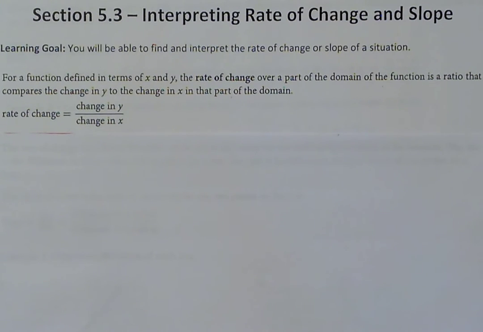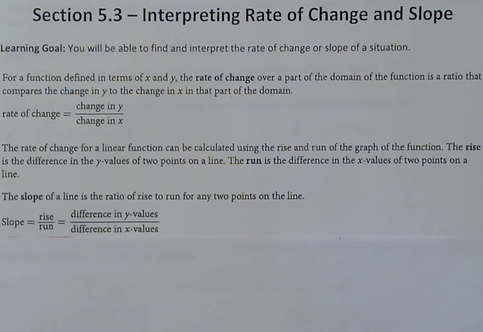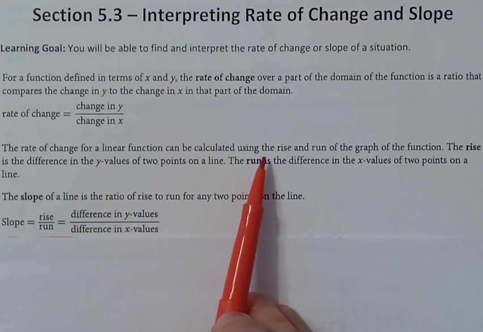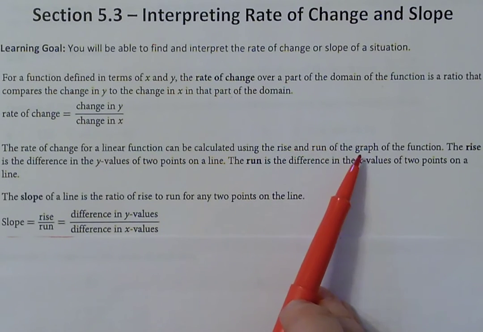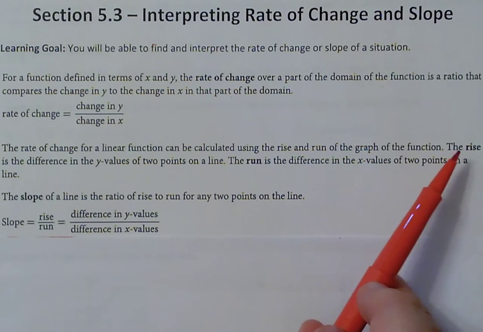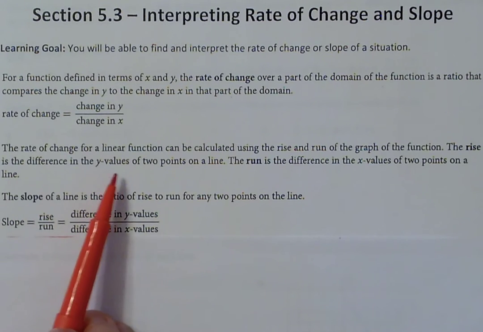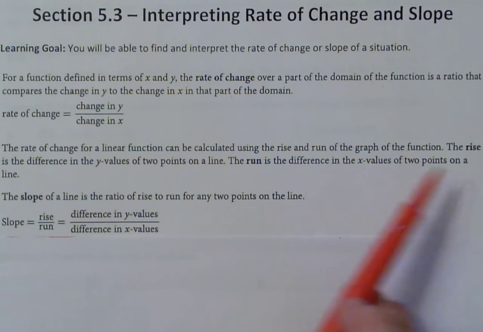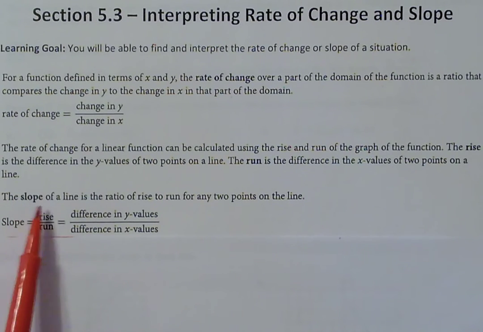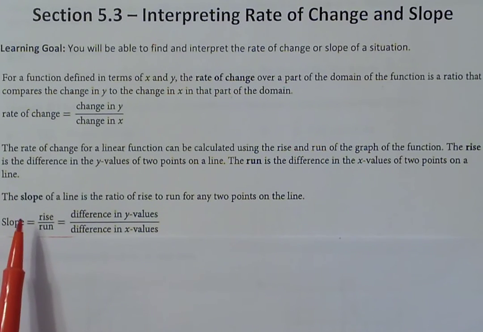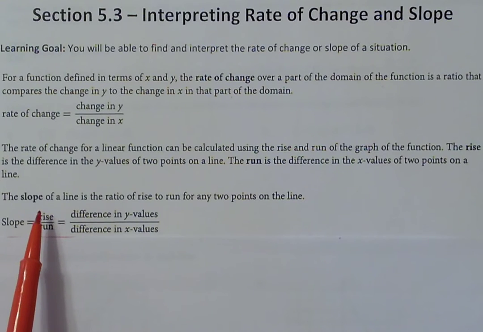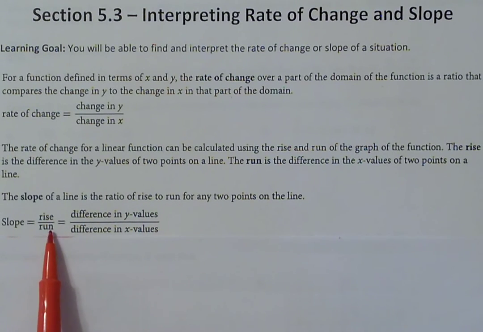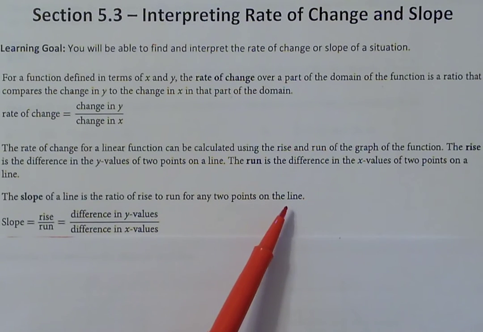Now, the rate of change for a linear function can be calculated using the rise and run of a graph of the function. The rise is the difference in y values of 2 points in a line, and the run is the difference in x values in 2 points on a line. So the slope, which is where we're going to focus our attention today, the slope of a line is the ratio of rise to run, or rise over run, for any 2 points on the line.